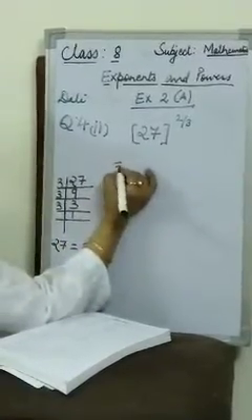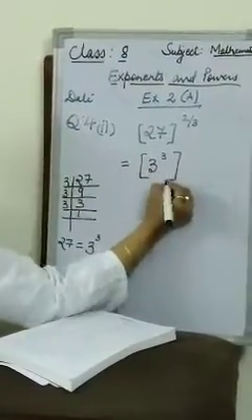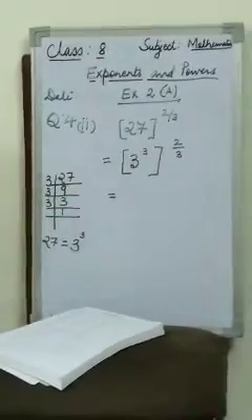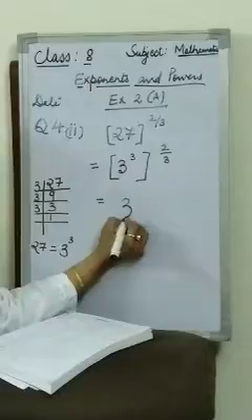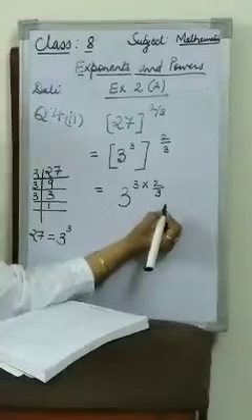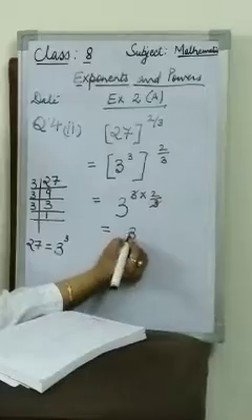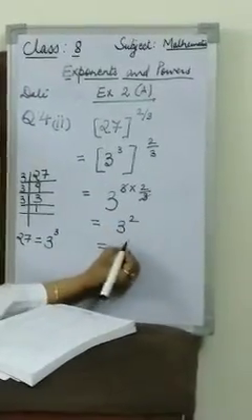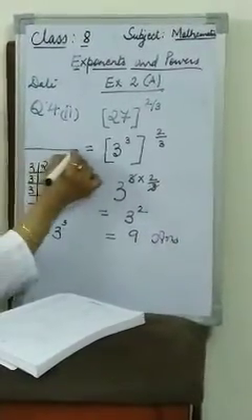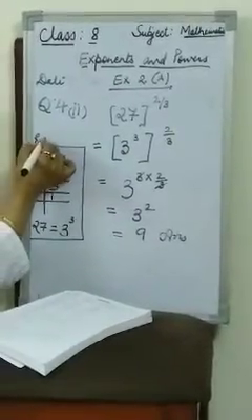So in place of 27, what do I write? 3 to the power 3 and whole to the power 2 by 3. Again we have power on power, power gets multiplied. So it becomes 3 to the power 3 into 2 by 3. So 3 and 3 get cancelled. We get 3 to the power 2, that becomes 9. So we have found the value of the expression, that is 9. This prime factorization of 27 needs to be shown in the rough column.